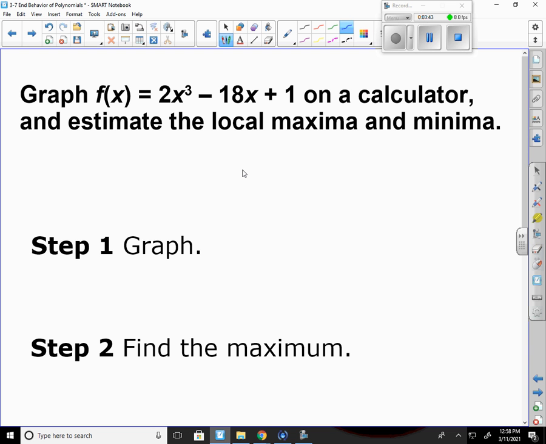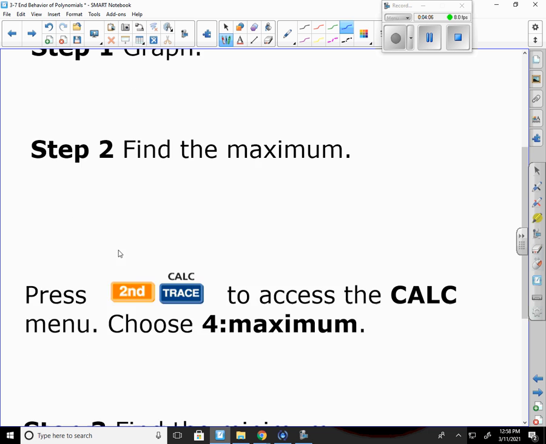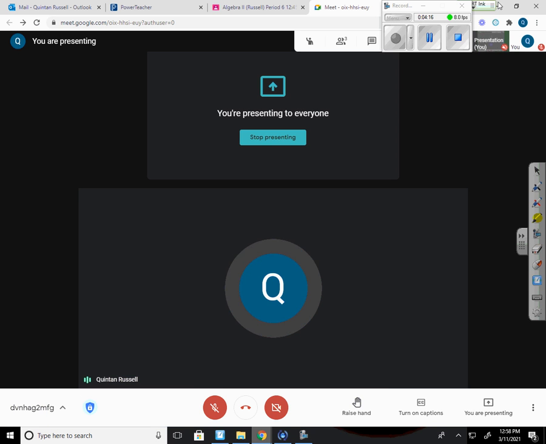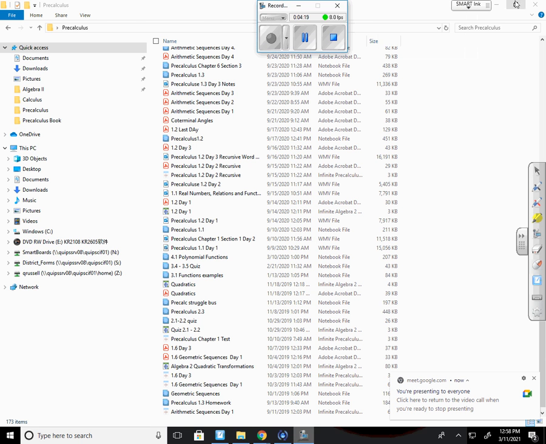Okay, so let's graph this on Desmos, simply because we don't have a graphing calculator. We will next week, though. Graph f of x equals 2x cubed minus 18x plus 1 on a calculator, and estimate the local max and min. On the graphing calculators, there's actually a max and min function. I'll show you how to do it on here just because, like I said, you'll be back in school next week. And then we'll do it on Desmos.